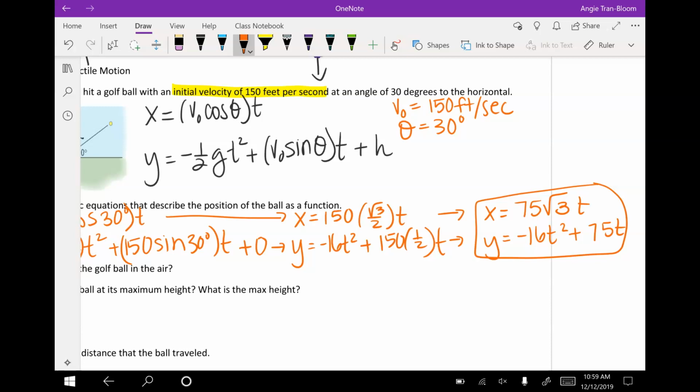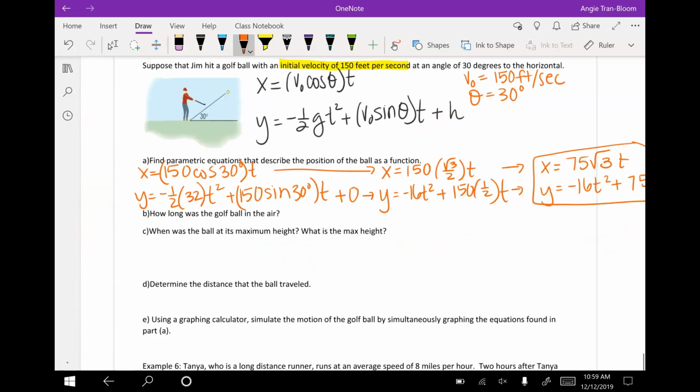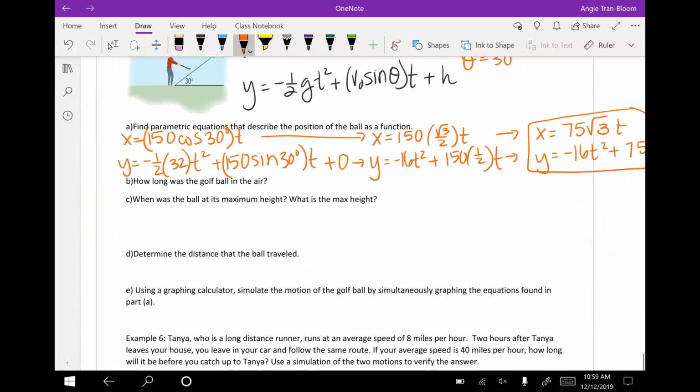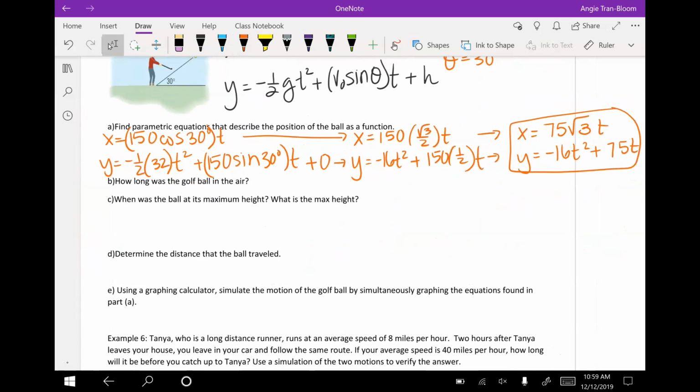In Algebra 2 and lower, all these years, you've only been given y equals negative 16t squared. Would you guys agree with that statement? Yeah, we have never really dealt with the horizontal distance until now. So make sure we pick the right equation to solve on it. How long was the golf ball in the air?